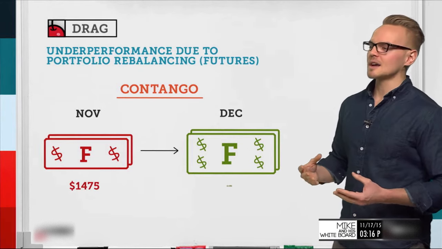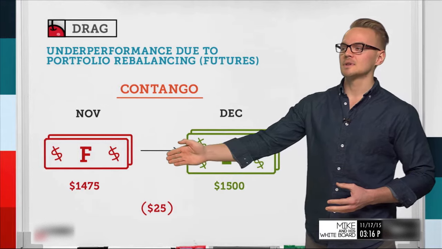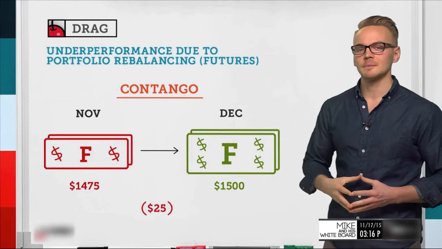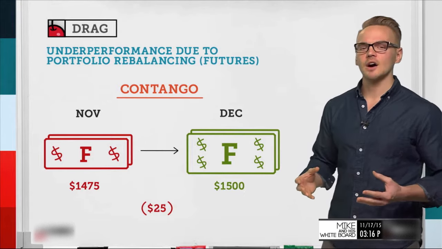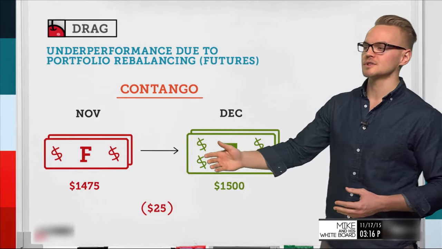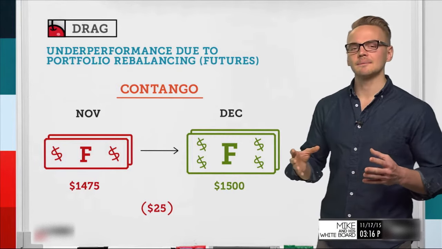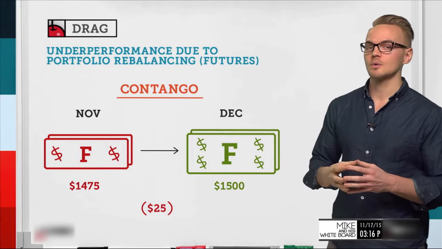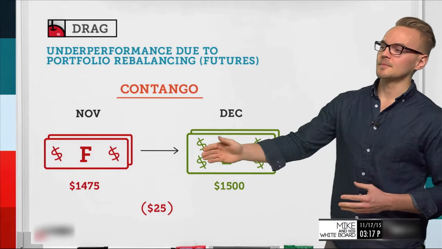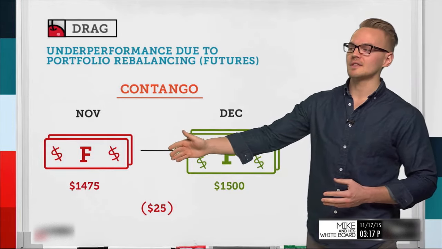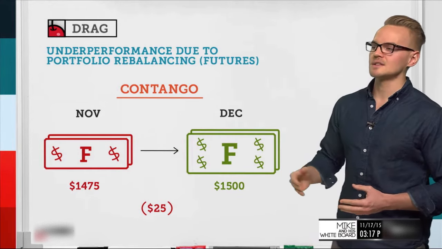When we're talking about contango, let's say a futures contract was trading for $14.75 in November and $15.00 in December. Let's say I've got 100 contracts of the November futures, and I need to roll that into December futures. That's not really how it's going to work in the real world, but for simplification, we're going to use that as an example. So let's say I've got $147,500 worth of futures in November, and I need to roll that into December.